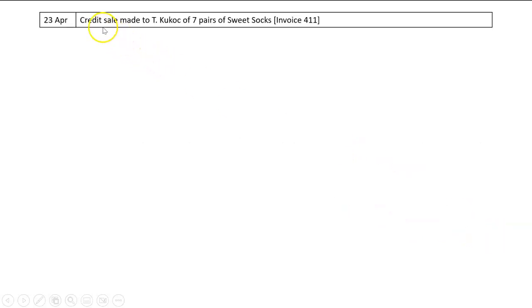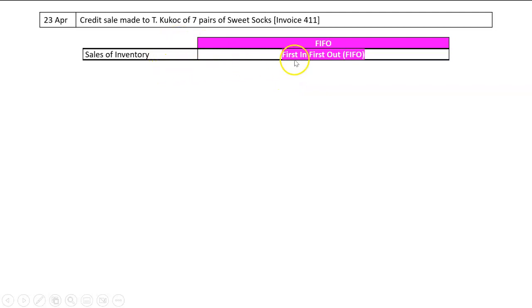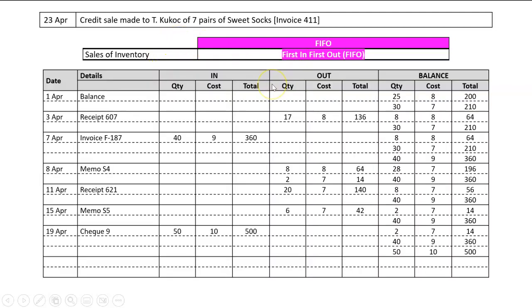23rd of April, credit sale made to TQ Coach of 7 pairs of sweet socks, invoice 411. So for sales, we just assume first in, first out. Here's our inventory card. Now we're going to sell 7 pairs. We will assume the first 2 pairs that this customer grabbed were these 2. So we'll do 23rd of April. Invoice 411, we'll assume the first 2 that went with these 2 at $7. So all the $7 units are gone.